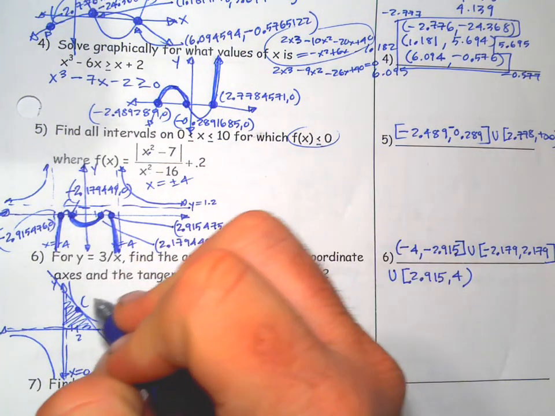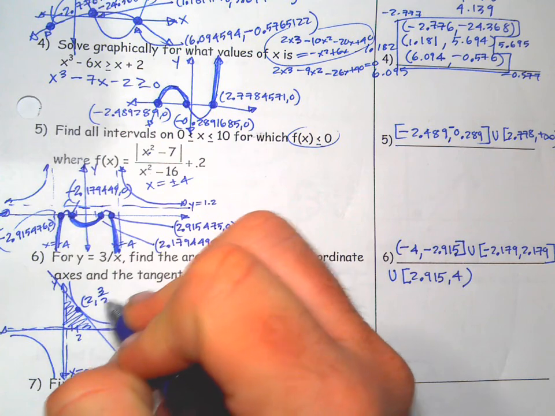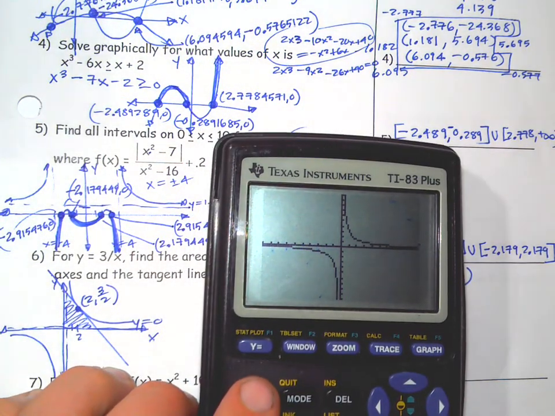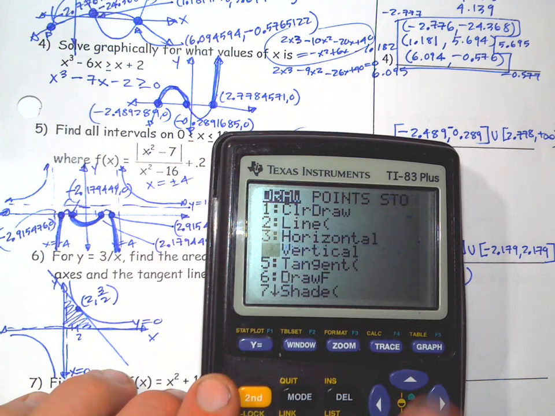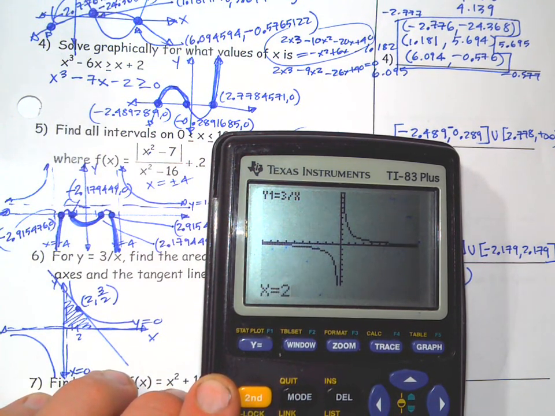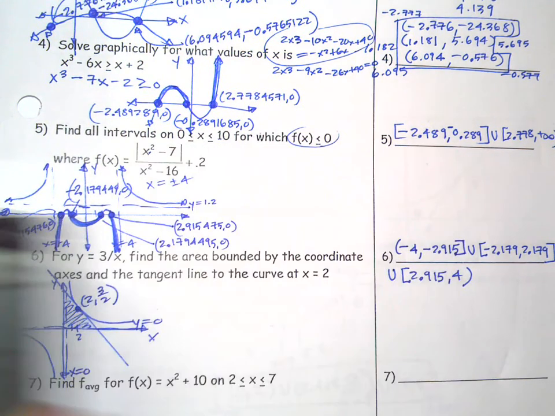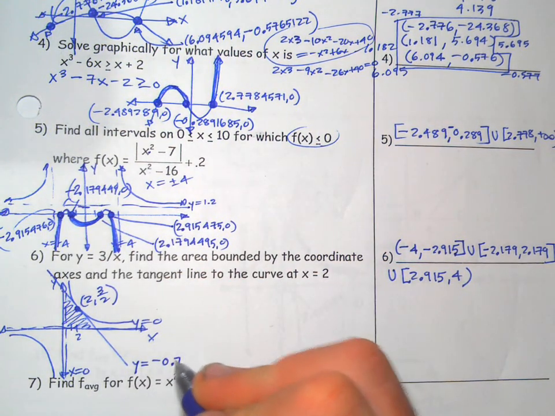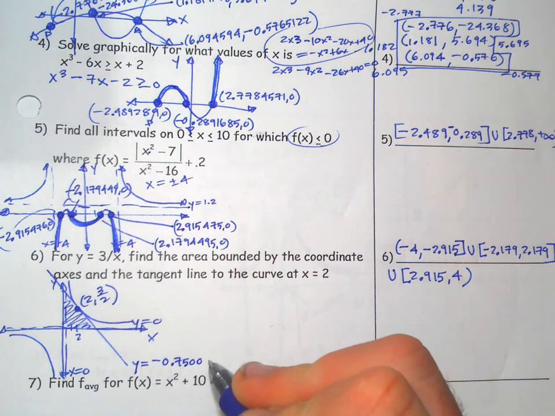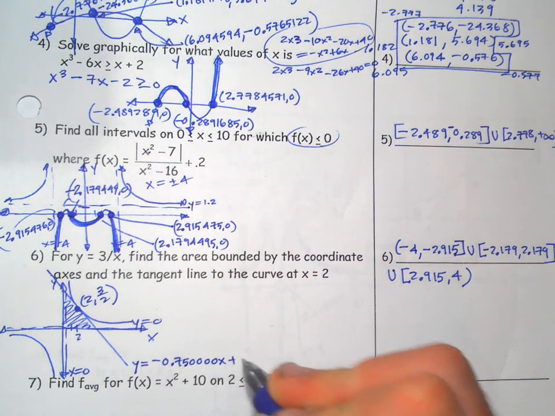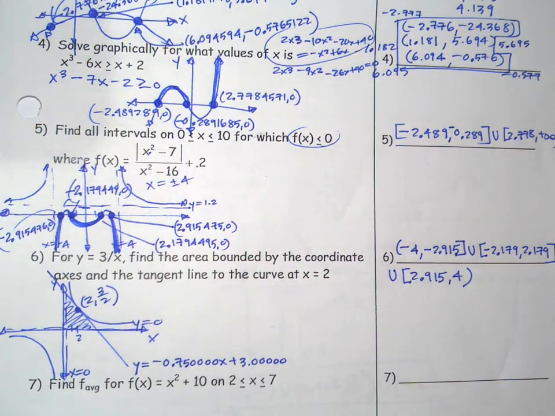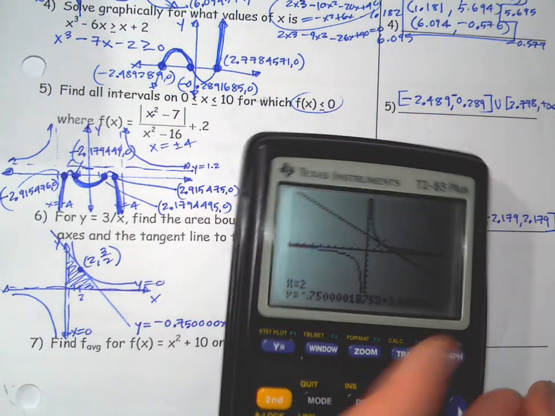So it's at 2 comma 3 halves. The easiest way is to let your calculator do it. Second program, draw, number 5, tangent line. Tell it at x equals 2, and it will graph it and tell you the equation of the line. Pretty quick and easy. So draw it on here, label it y equals negative 0.75000x plus 3.00000.